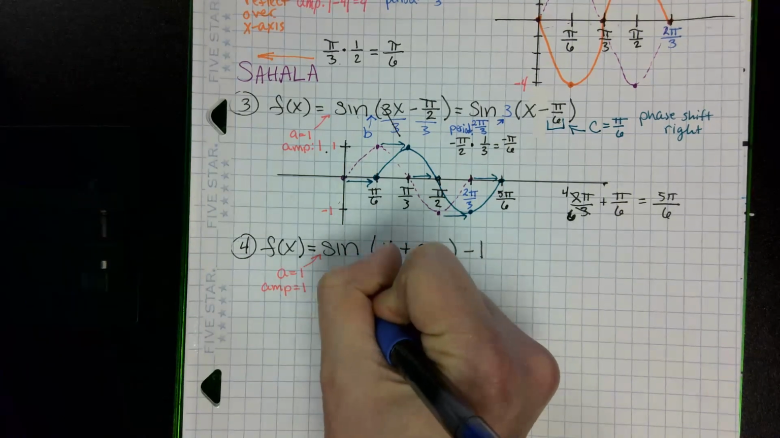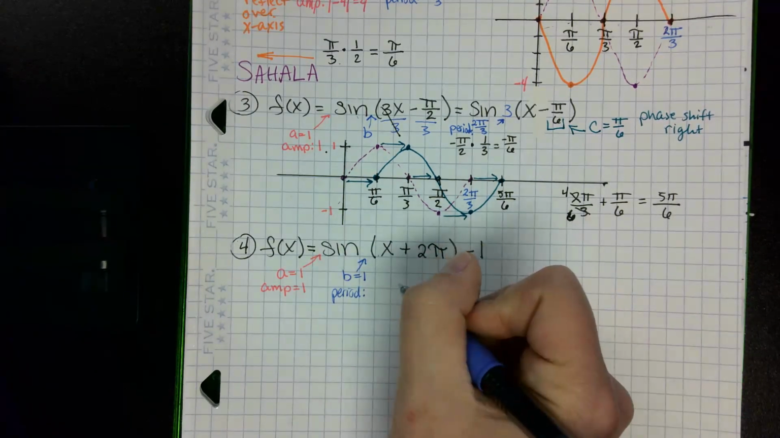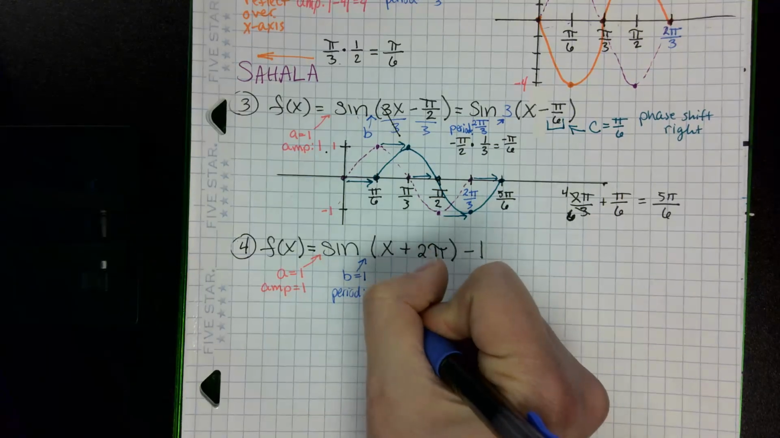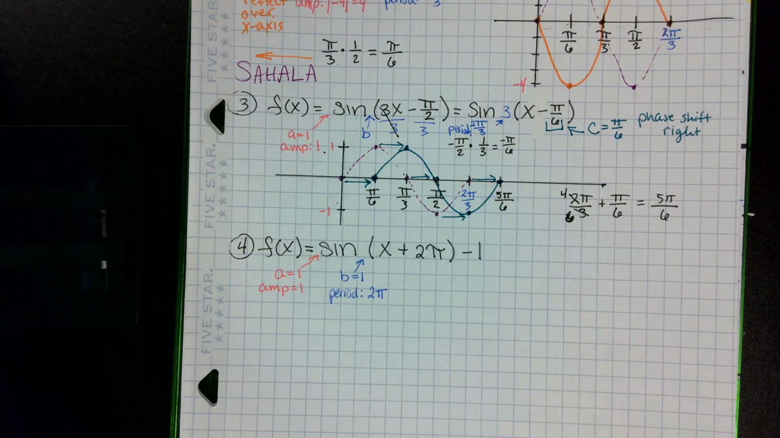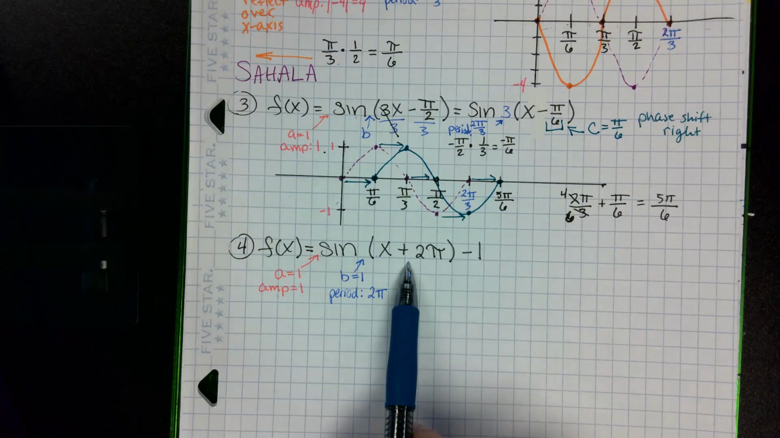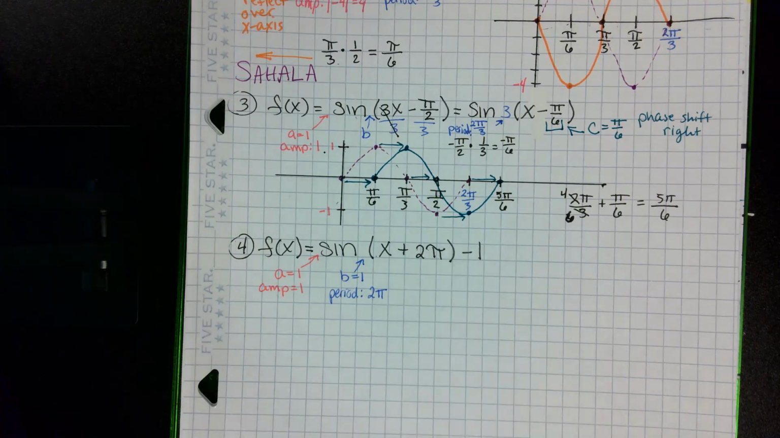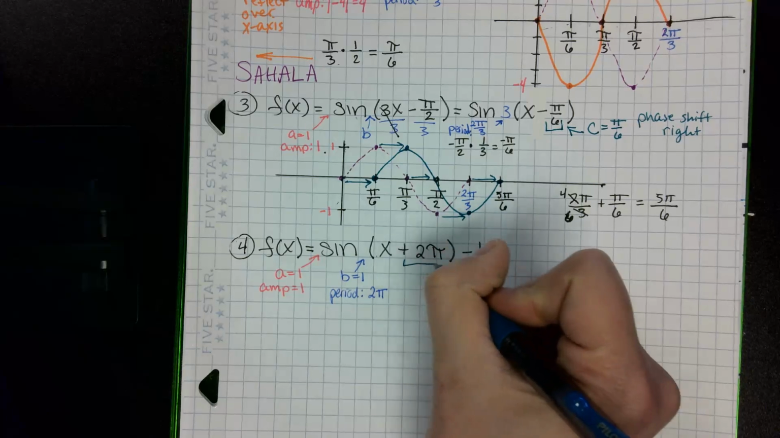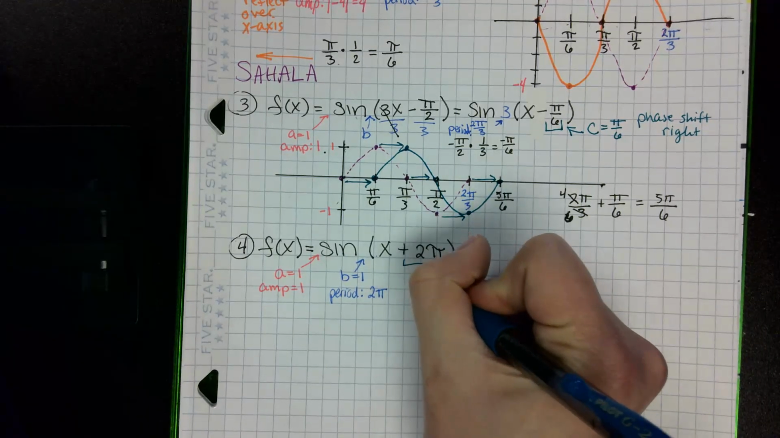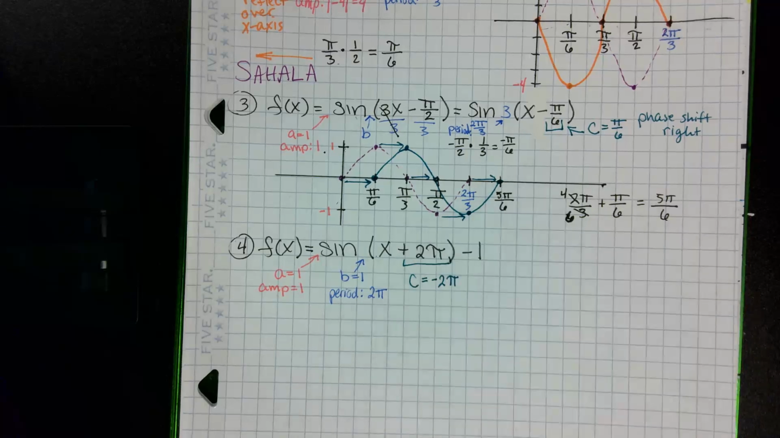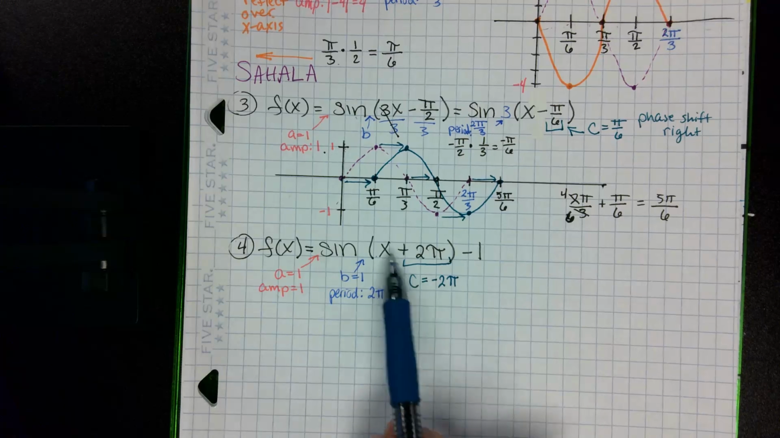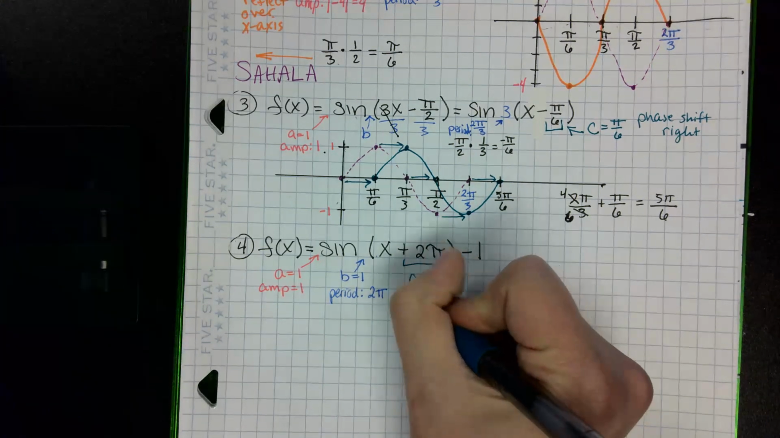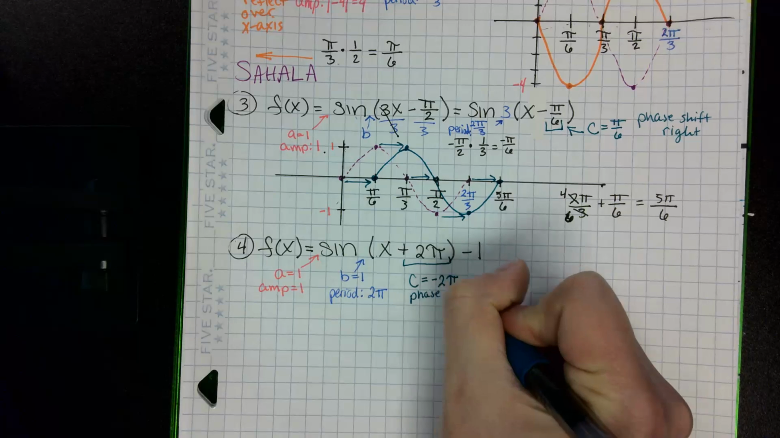So then the period is 2 pi over B. 2 pi over 1, that's just 2 pi. So we have the standard period length. That makes it nice for us also. Inside the parentheses, there's a transformation. If that's plus 2 pi, that means the C value must be negative 2 pi. C equals negative 2 pi, which is a phase shift to the left. If it's X plus, it goes to the left. Phase shift left.